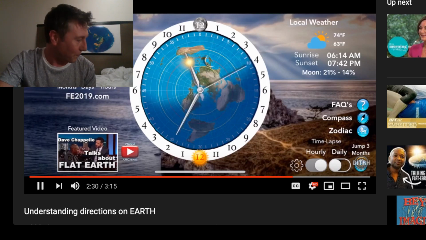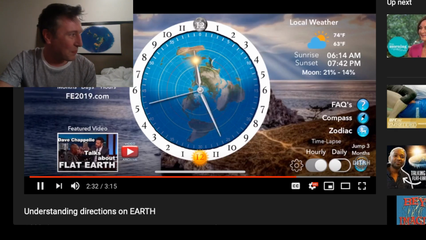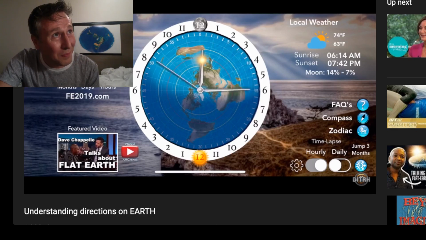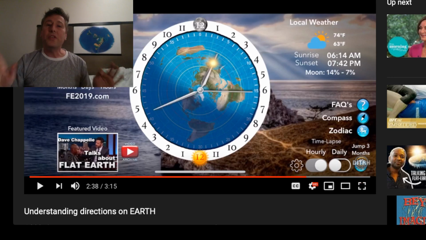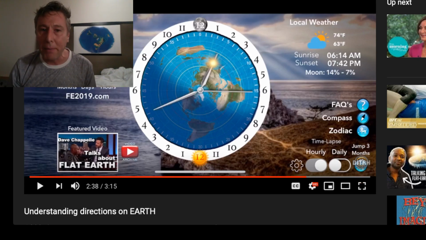Truth is, the AE map is more accurate than any globe map the globe has. The truth is, the AE map is more accurate than any map that the globe Earth has.